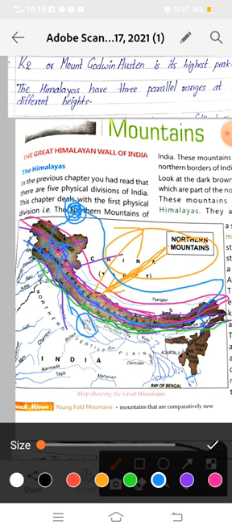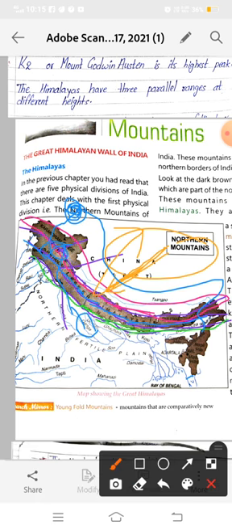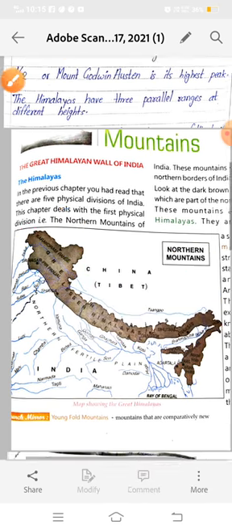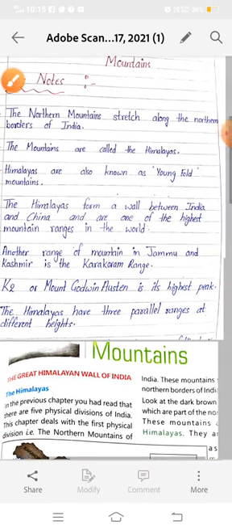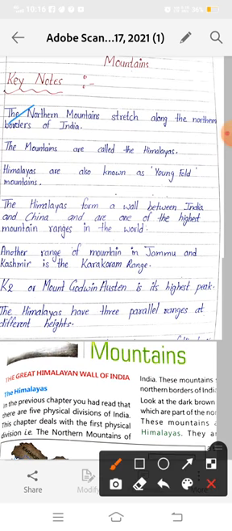Now we will read all the important topics which I wrote here in your revision sheet, which will help you to complete the exercises given in your revision sheet. So let's see the important topics of this chapter. You learned and revised that the northern mountains stretch along the northern border of India. The mountains are called the Himalayas. Himalayas are also known as young fold mountains. They are growing even today.